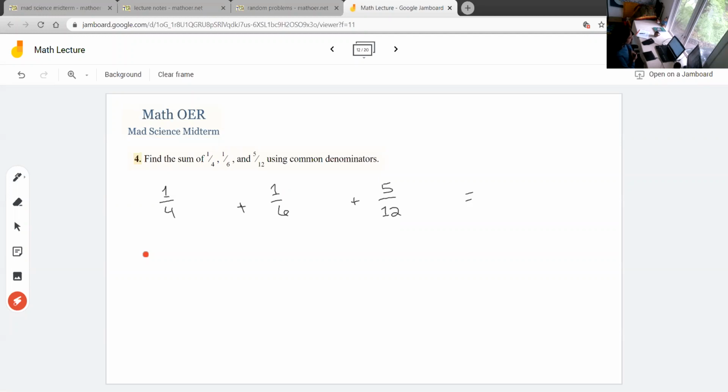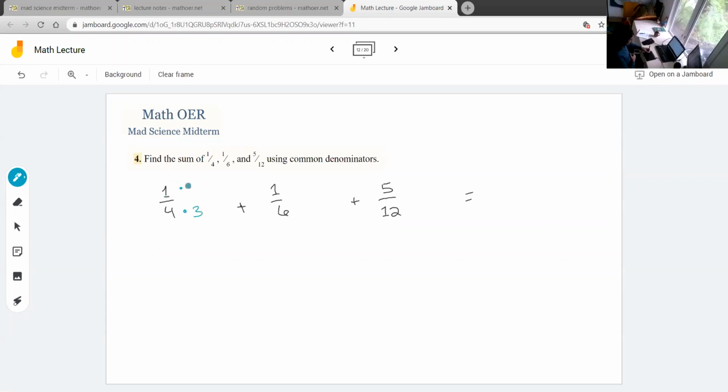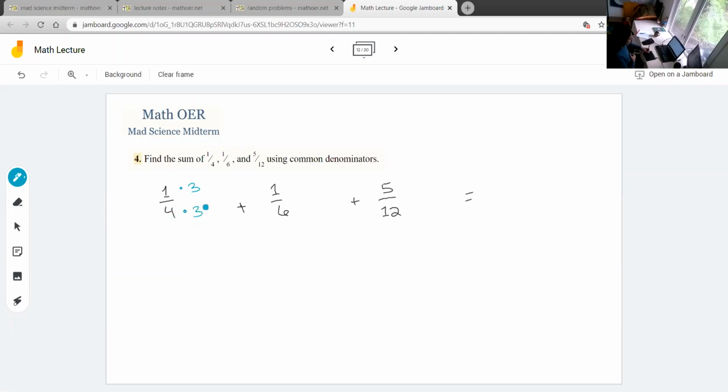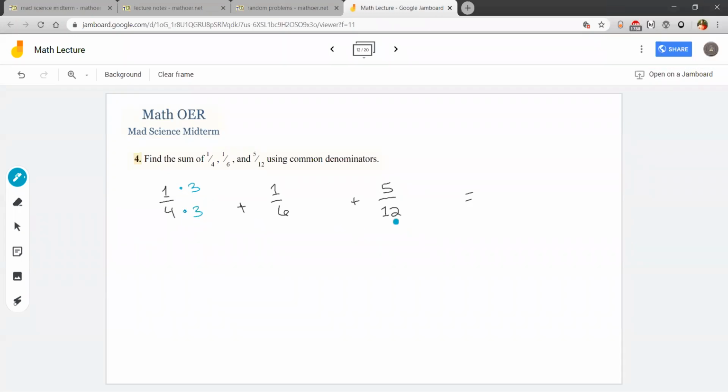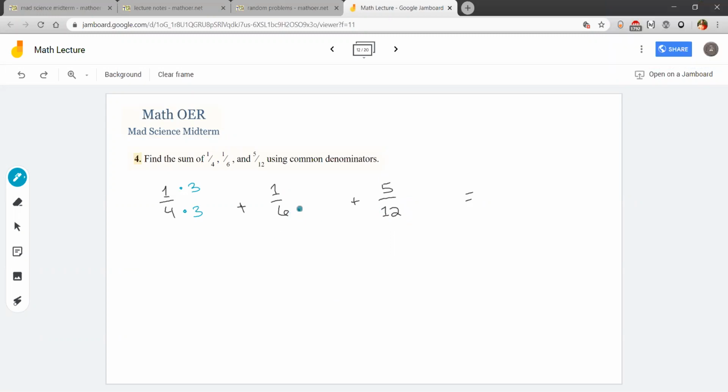So what should we do this time? Oh, I see it now. Okay, so the 1/4 you do times 3 on top and bottom. And just in case someone else isn't as quick as you at noticing it, how did she know it's a 3? Because 12 is the one that you're wanting to get to. Right. And then the 1/6 is times 2, so it'd be 2 12ths.